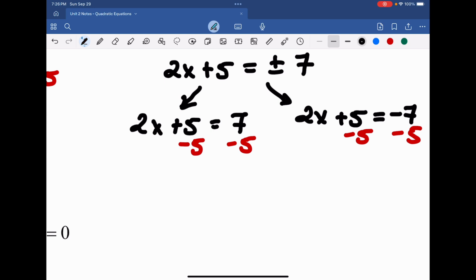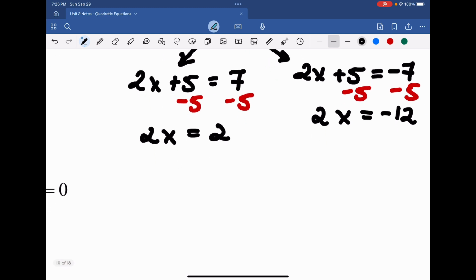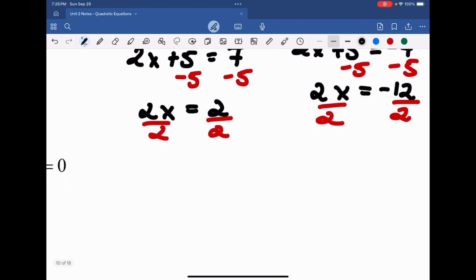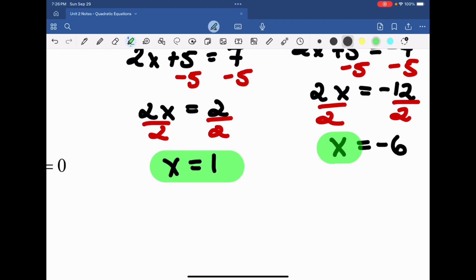When we separate them in the following way, we're going to get 2x is equal to positive 2, 2x is equal to negative 12, and now what we're going to do is divide both sides by 2 in order to isolate our x on both of these equations, and therefore we're going to get x is equal to positive 1, x is equal to negative 6, and there's our two solutions.